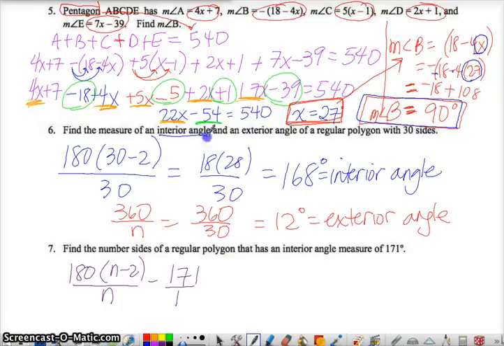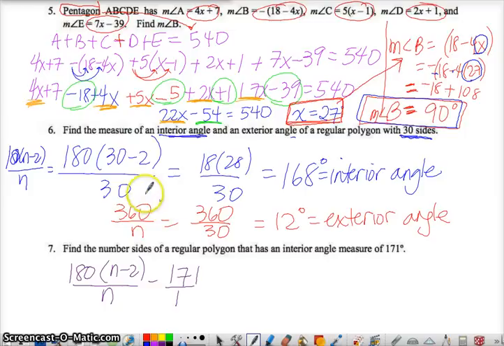Find the measure of an interior angle and an exterior angle of a regular polygon with 30 sides. So interior, that's just this formula: 180 times the number of sides minus 2, divided by the number of sides. So when I plug it in, I get 168 degrees. Right? That's 180 times n minus 2 divided by n.